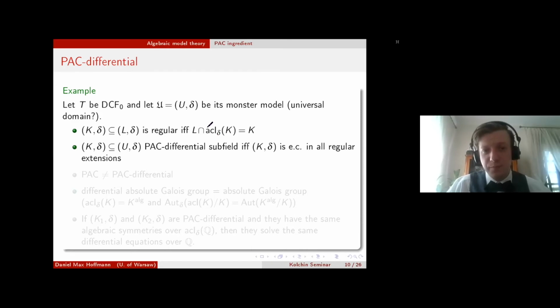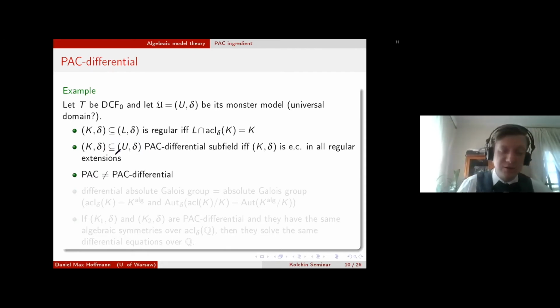So let me remind you what PAC differential is. A differential subfield of a monster model is PAC differential if it is existentially closed in all regular extensions, so in all differential subfields of my monster model U which are regular extensions of K. And note that PAC and PAC differential are not the same. You have an implication from right to left. PAC differential is something stronger than the pure field PAC. If you add the derivation, then you require a little bit more.